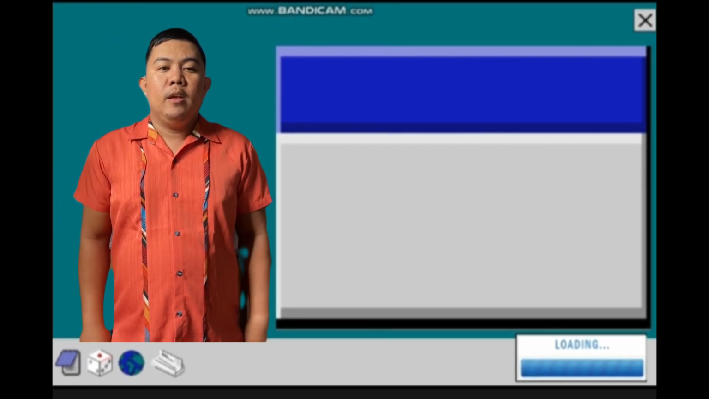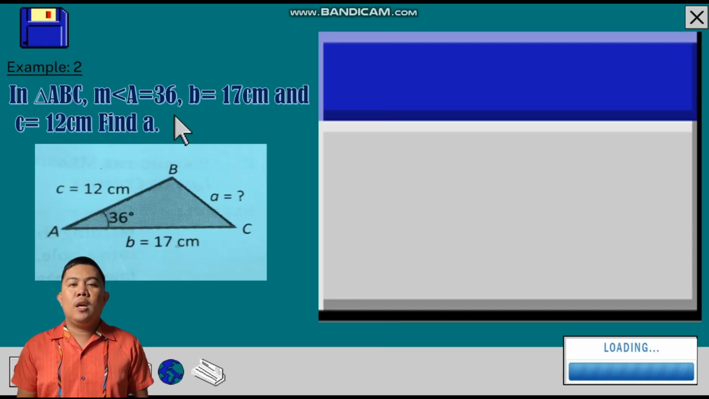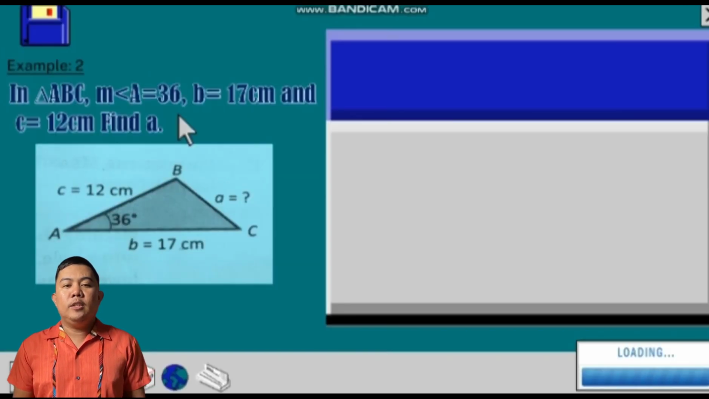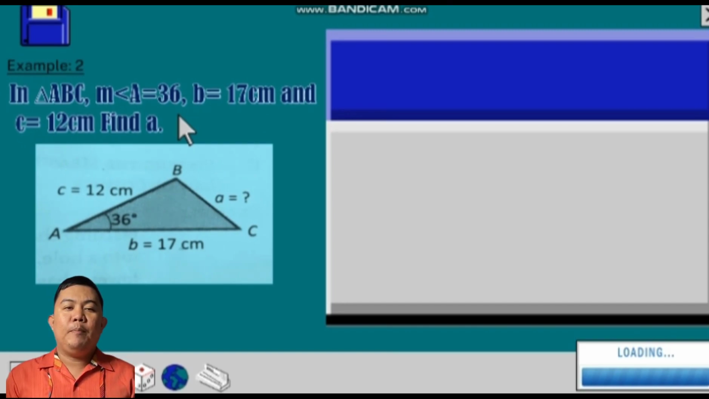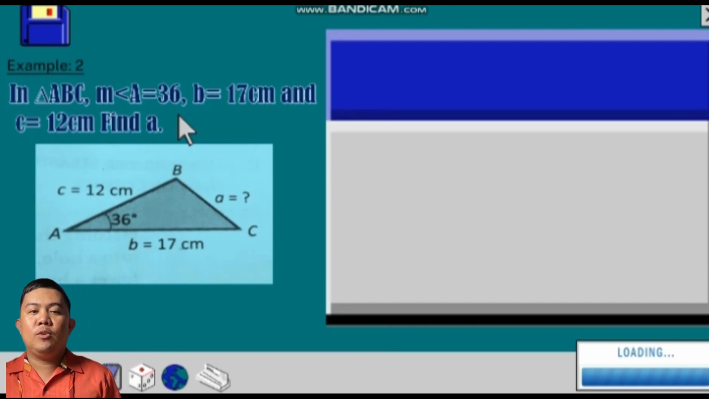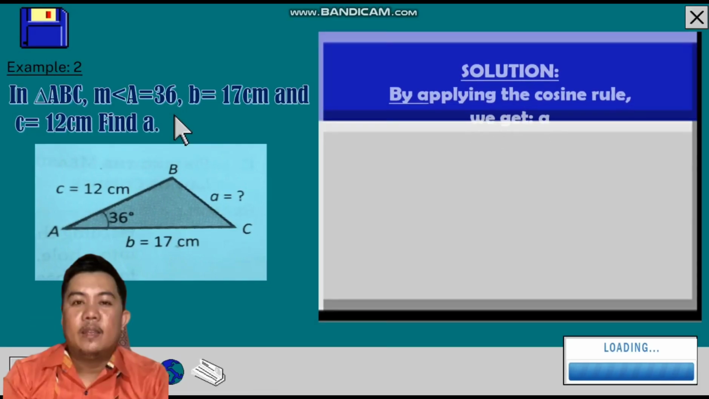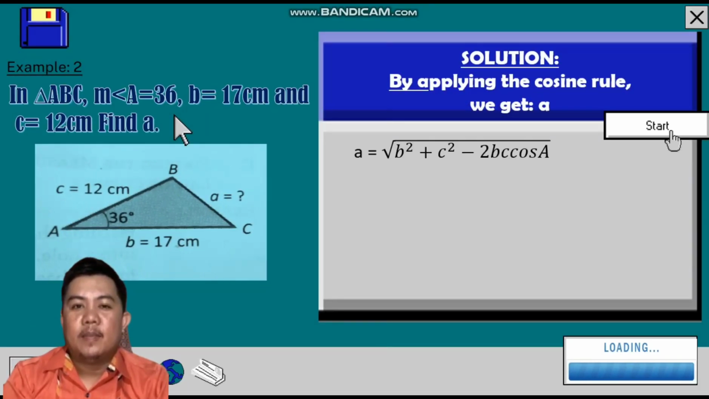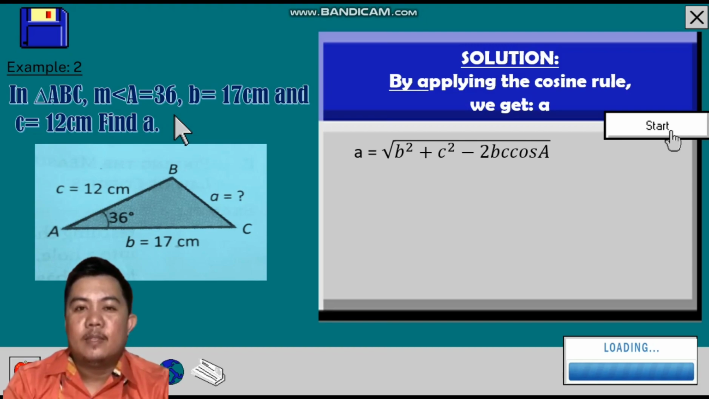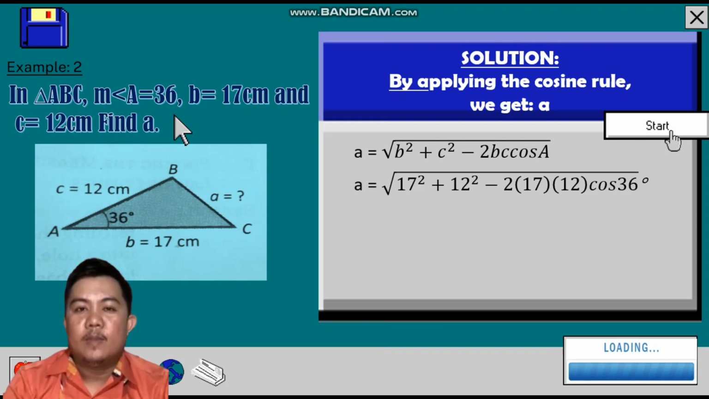So, example number 2, in triangle ABC, measure angle A is equal to 36 degrees, while B is equal to 17 cm and C is equal to 12 cm. Find A. Based on the figure shown, let's solve by applying the cosine rule, we get A. A is equal to square root of B squared plus C squared minus 2BC cos A. Then, put the values. So, A is equal to square root of 17 squared plus 12 squared minus 2 times 17 times 12 cos 36.